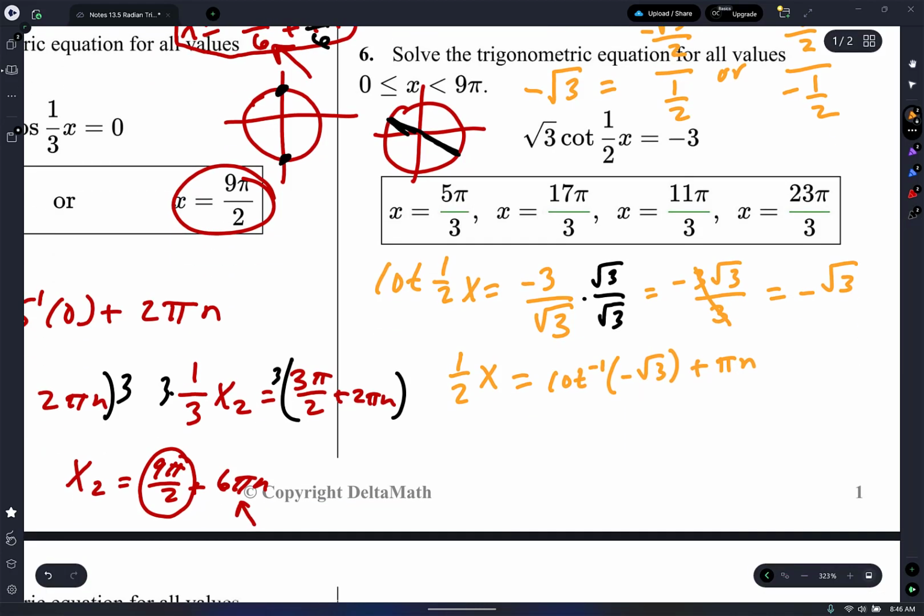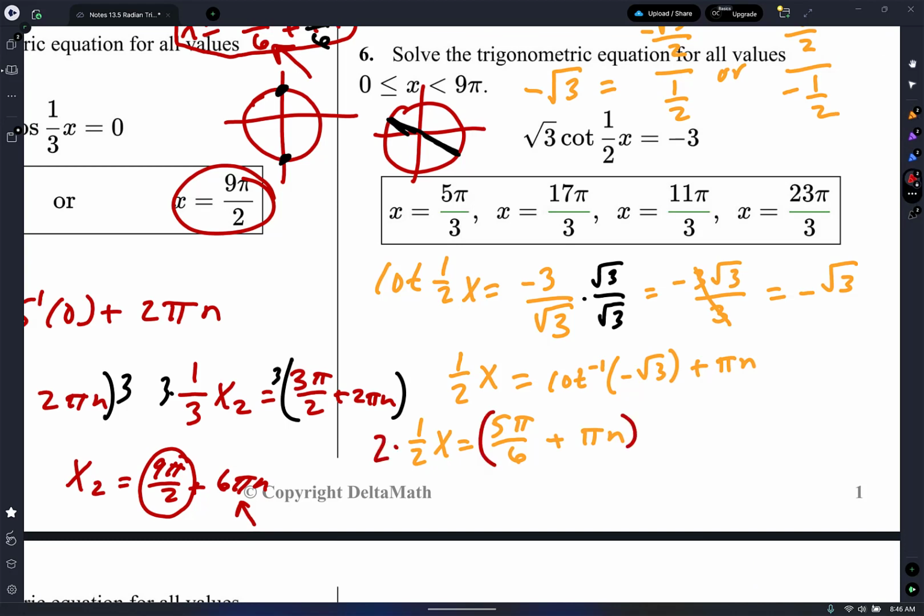So here we go. I'm going to write 1/2 x equals 5 pi over 6 plus pi n. And then I got to multiply by 2. So I'm going to go times 2 times 2. So let's see what my equation is. x equals, 2 goes into 6 3 times, so I get 5 pi over 3 plus 2 pi n.